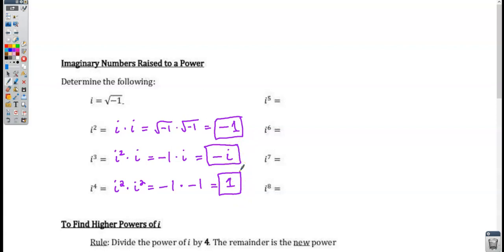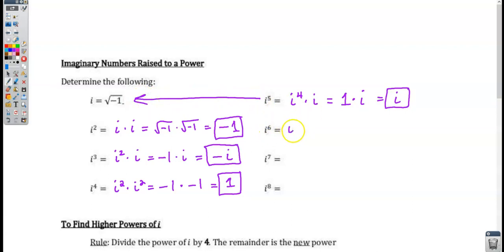We're going to continue developing higher powers of i like this. Let's go to i to the fifth. i to the fifth, we can break down using exponent rules into i to the fourth times i. We just found out that i to the fourth is equal to 1. So this is equal to 1 times i, or just i. Oh wow, i to the fifth is the same thing as i.